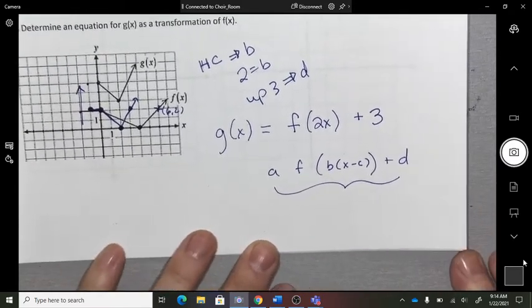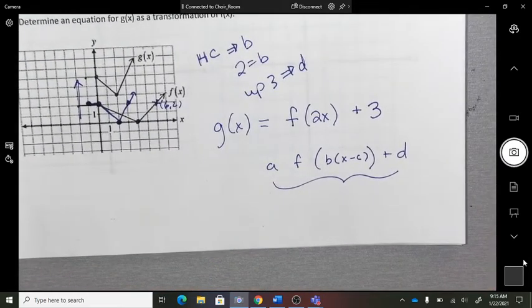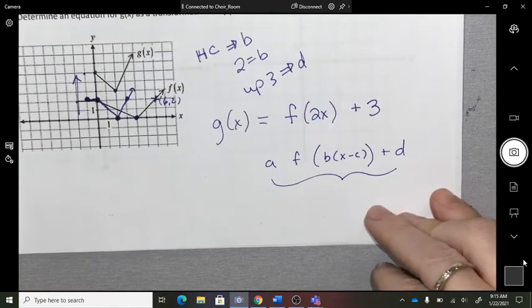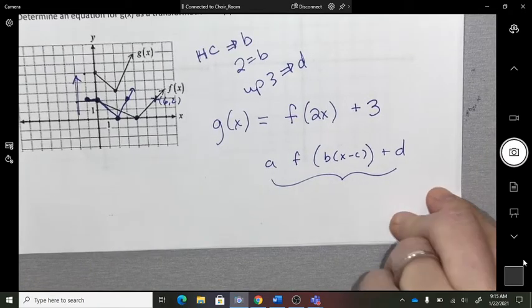And that's always that format that you follow, right? So B went inside with the X. That stuff, ringing a bell?